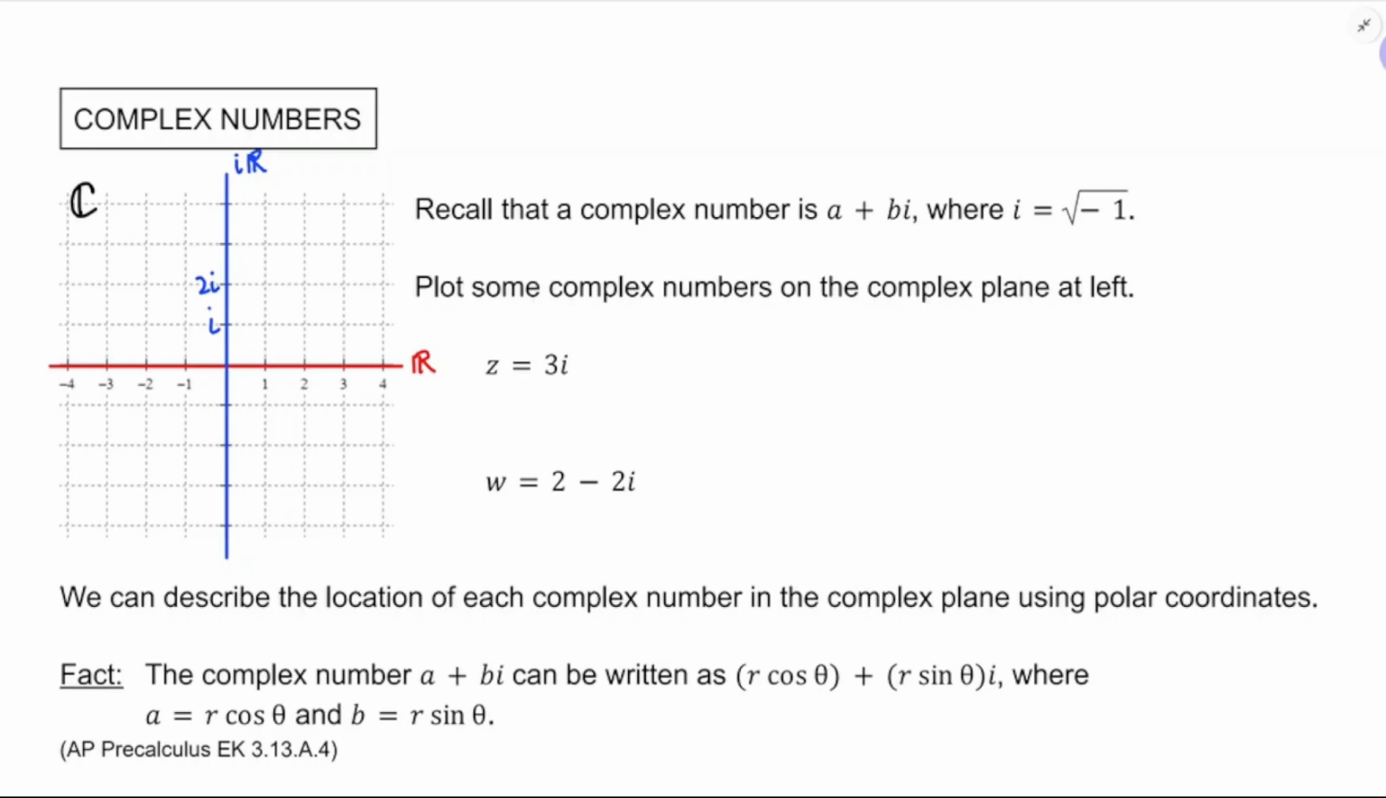So if we wanted to plot some complex numbers like z equals 3i, well that would be z right here, 0 plus 3i. And then w equals 2 minus 2i would be right there. Go to 2 on the real axis, go down by 2 on the imaginary axis, that'll be w.